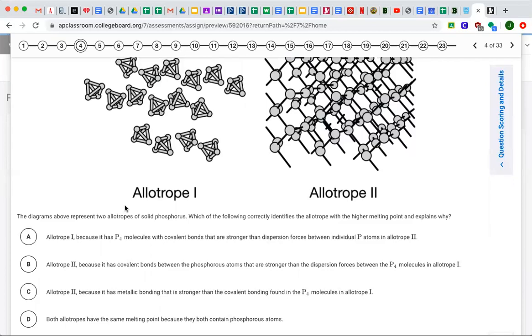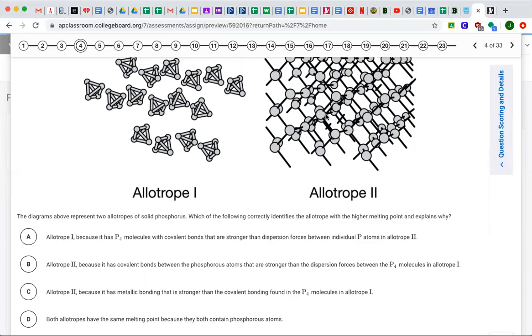All right, so I'm going to say allotrope 2 here because it's got that network of covalent bonds, and that's going to be stronger and require more energy to break than the dispersion forces, the intermolecular forces between the P4 molecules. So that's basically selection B.